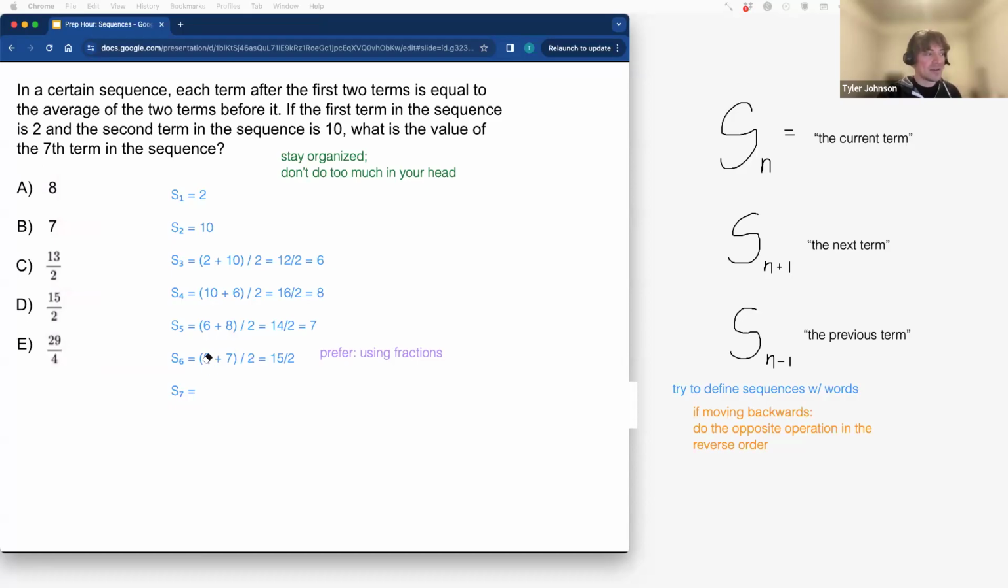So now I've got my fifth and sixth terms, so I have to take the average between 7 and 15 halves. So combine them, divide by 2, you will get 29 fourths, which is choice E.